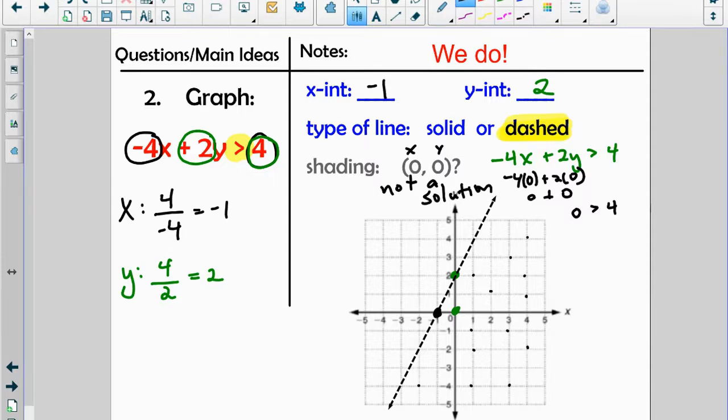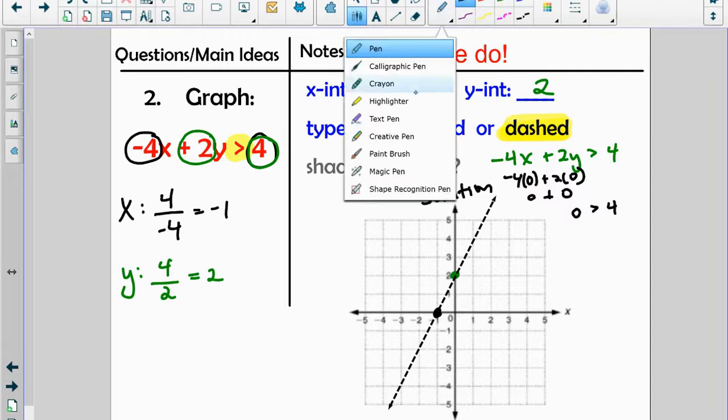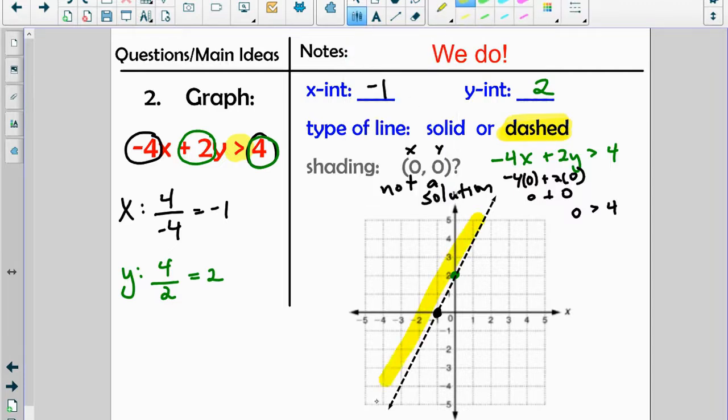So all of the solutions must be on the upper left-hand side of our boundary line. So we are going to shade the upper left-hand side to show that these are all solutions to that linear inequality.